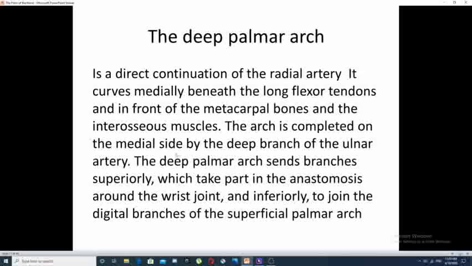The deep palmar arch is a direct continuation of the radial artery. It curves medially beneath the long flexor tendons and in front of the metacarpal bones and the interosseous muscles. The arch is completed on the medial side by the deep branch of the ulnar artery. The palmar arch sends branches superiorly, which take part in the anastomosis around the wrist joint, and inferiorly to join the digital branches of the superficial palmar arch.